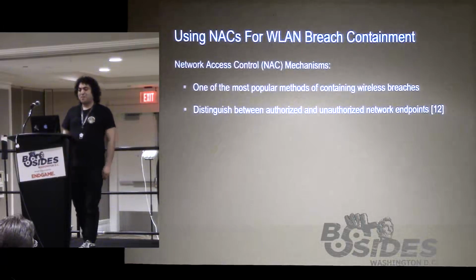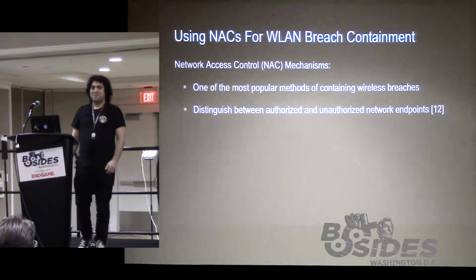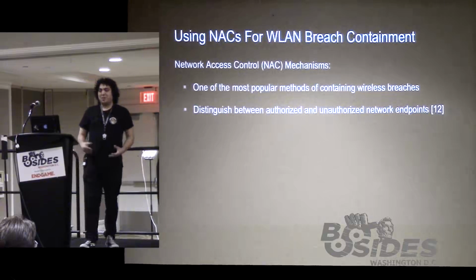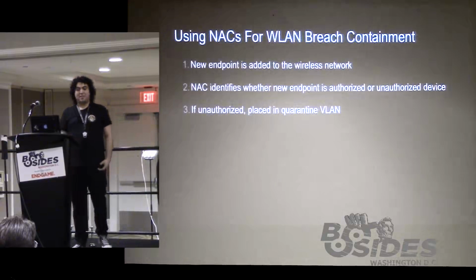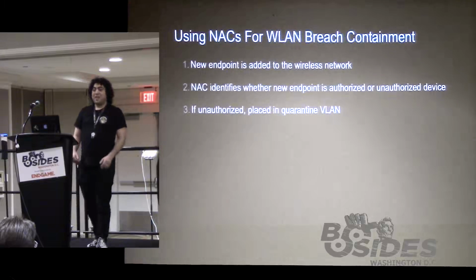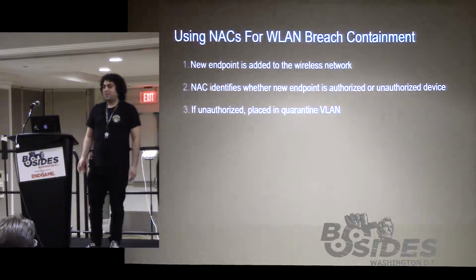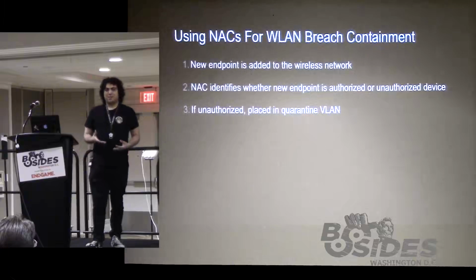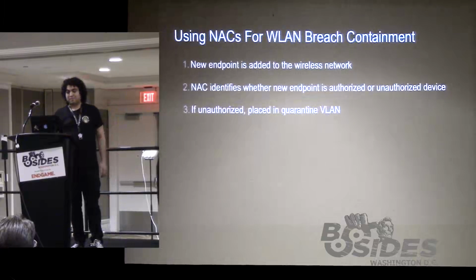So the most popular way by far of addressing the problem of breach containment is to use a NAC mechanism to distinguish between authorized and unauthorized endpoints as they're added to the network. So the idea here is a new endpoint is added to the network, aka a new device connects to the wireless network. The NAC identifies whether this new endpoint is authorized to be there or not. If it's not authorized, some kind of restriction is placed on the device, usually placed in a quarantine VLAN where it can't really touch anything.